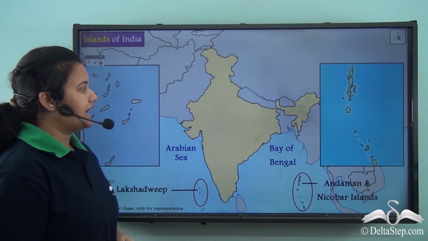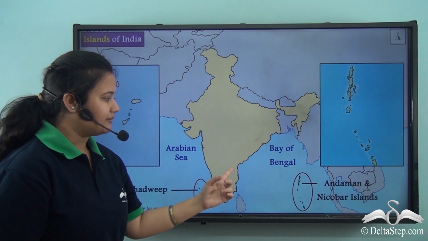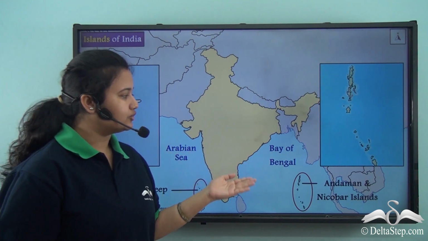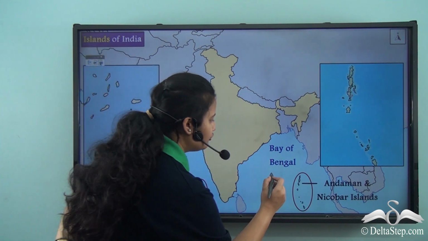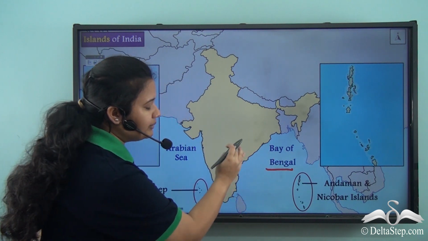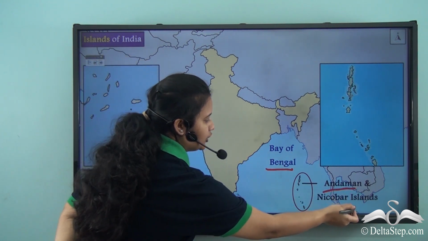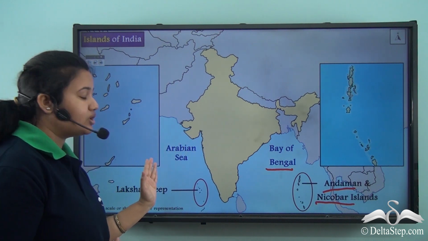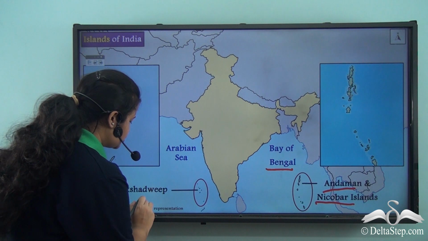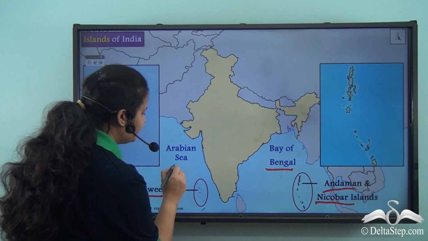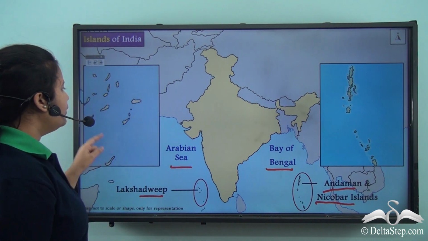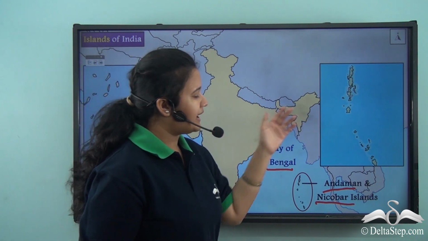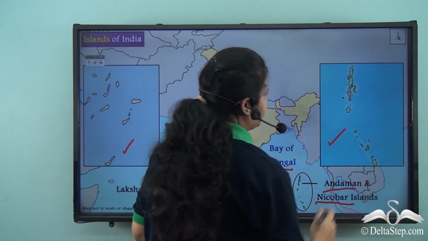Well, we know that apart from the main landmass, India consists of 2 groups of islands. The island group that lies in the Bay of Bengal and to the east of mainland India is Andaman and Nicobar Islands. And the island group that lies to the west of mainland India is the Lakshadweep. It lies amidst the Arabian Sea. Now, this is the zoomed in picture of Lakshadweep, while this is the magnified map of Andaman and Nicobar Islands.